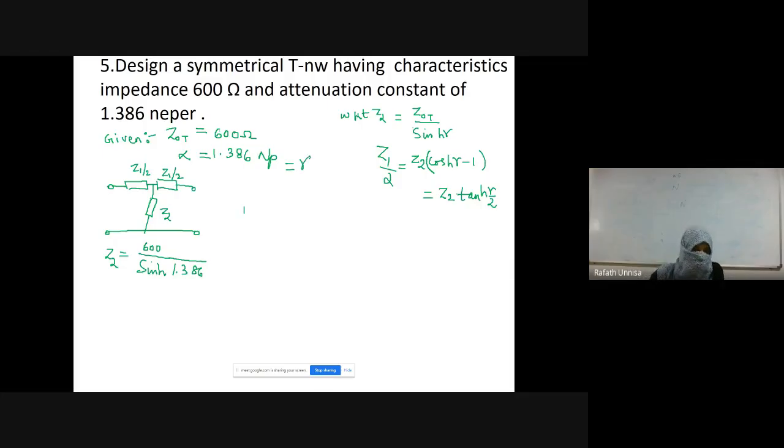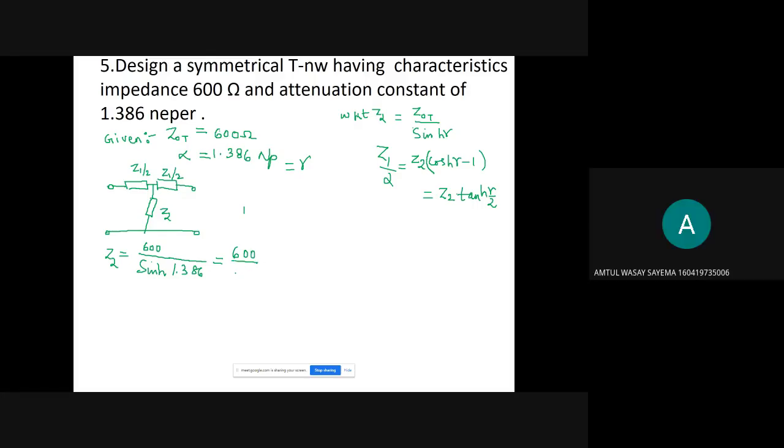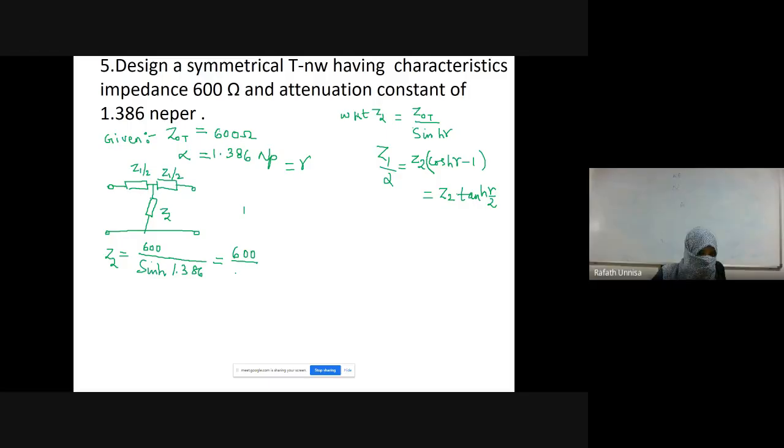there is no imaginary term. We can take alpha equals beta. So I mean alpha equals gamma. So give me the hyperbolic sine value of 1.386 and 600 divided by that value. How much are you getting? If you can give the answer directly also, no problem. What is this value? Sinh of 1.386.